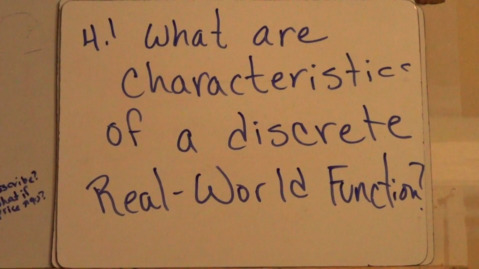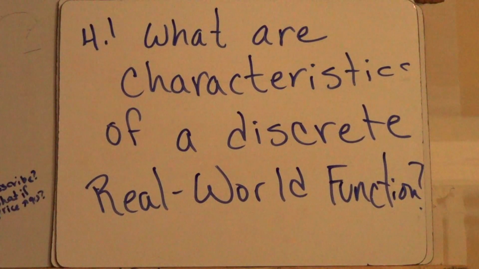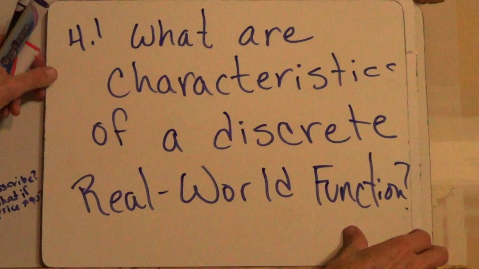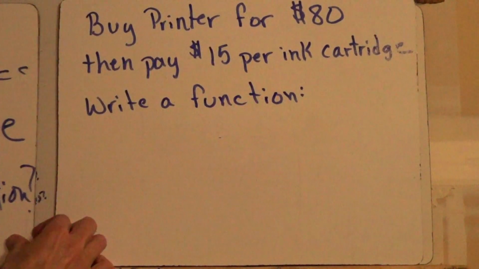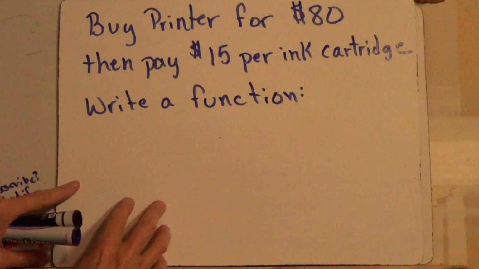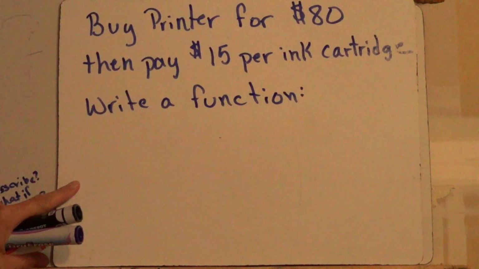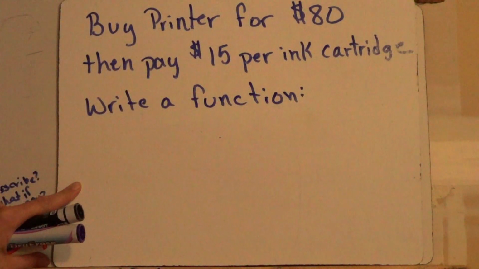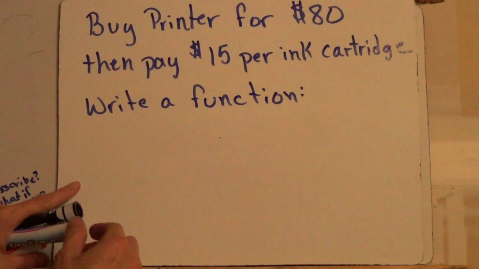Welcome to 4.1. What are the characteristics of a discrete real-world function? That's what we're going to look at today. So we're given a real-world scenario where we're buying a printer for a computer. It costs $80, and then we're going to pay $15 per ink cartridge. They ask us to write a function.